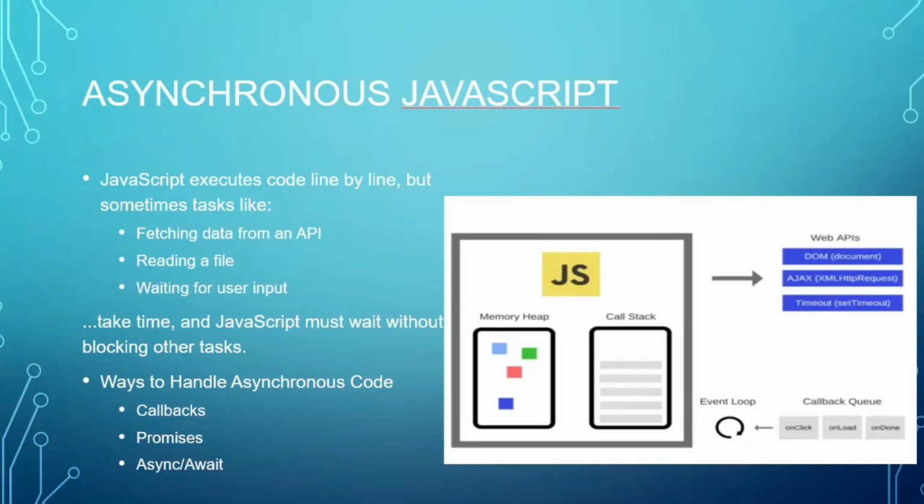When JavaScript runs a function, it goes to the call stack. If the function involves an async task like an API call, it passes to the web APIs. Once the task is done, the callback moves to the callback queue. The event loop checks if the call stack is free, then pushes the callback back to the call stack for execution. There are three main ways to handle asynchronous code: using callbacks, using promises, and using async await. Using asynchronous programming ensures JavaScript runs smoothly and efficiently without blocking important tasks.